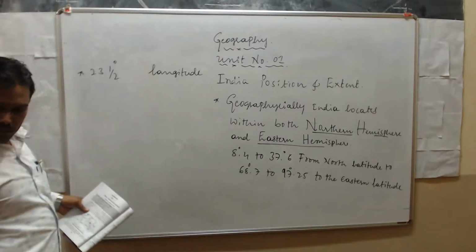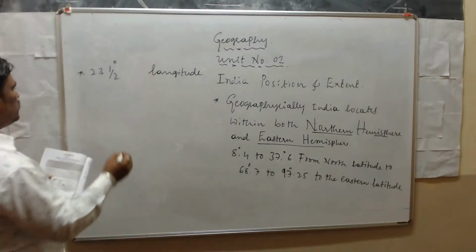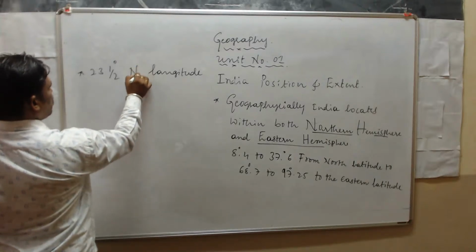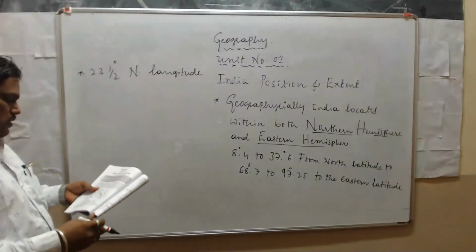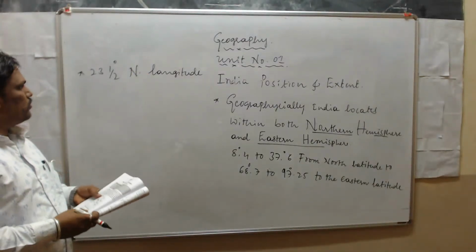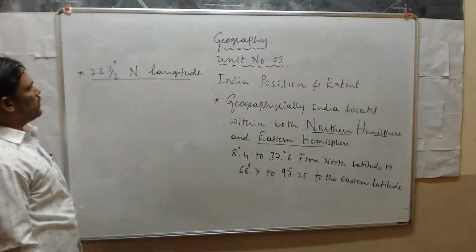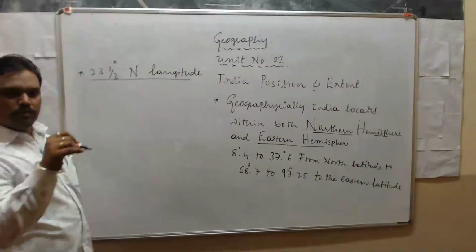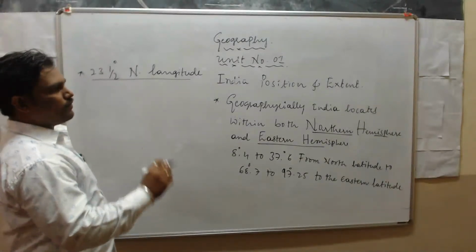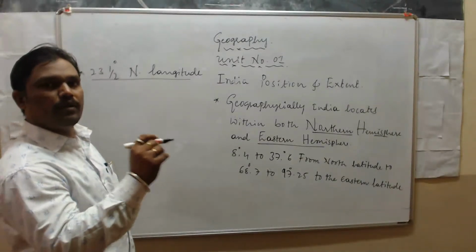23.5 degrees northern latitude, which passes through the center of India. That is the central meridian of India.